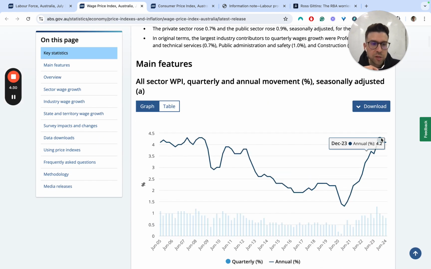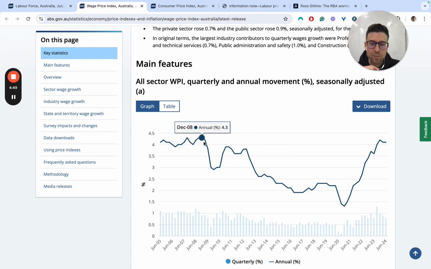Now note, it was 4.2, so that was a high, and that was the highest it's reached so far, in December 23. And that's arguably been, from a lot of analysis and forecasts, the high point. The suggestions are it's going to go backwards from there, right? But it stayed relatively strong at 4.1.